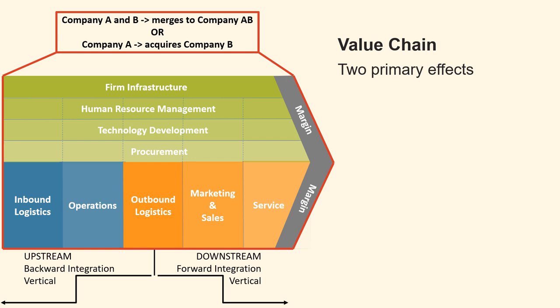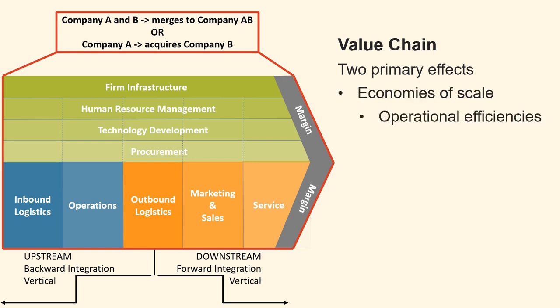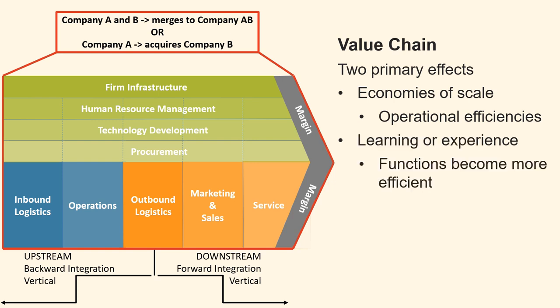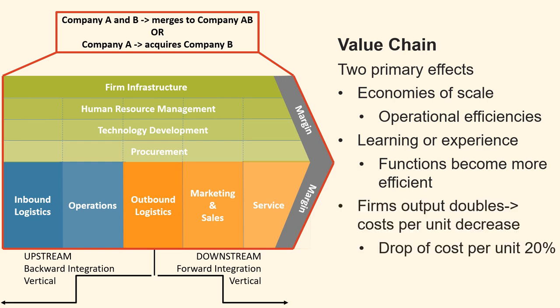Two primary effects arise from a merger or acquisition. The first is economies of scale, which imply that as production expands, the cost per unit decreases due to the distribution of fixed costs over more units and the achievement of operational efficiencies. The second effect is the learning or experience curve, which posits that organizational functions become more efficient as production volume increases, thereby lowering unit costs. For instance, if a company's production doubles, the cost per unit is typically expected to fall by a certain percentage, often anticipated to be around 20% when output doubles.